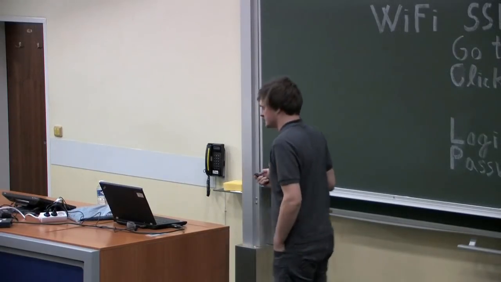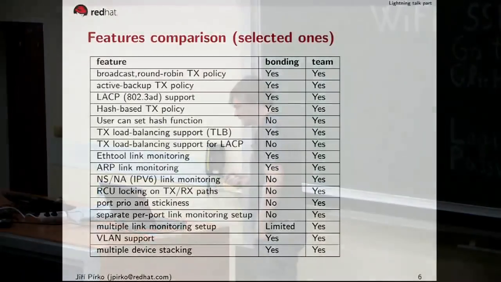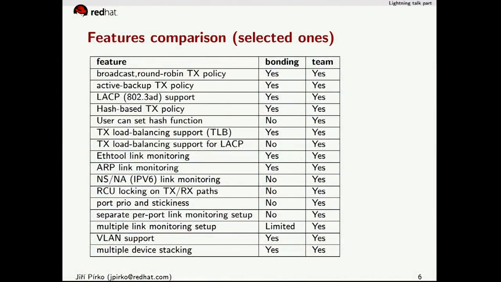Okay, so here is a table which compares features. Some selected ones, there are not all of them there, but some interesting ones. As you can see, the comparison is, of course, between the bonding driver and the team driver, because they are trying to do a similar thing. Both of them support the basic round robin and broadcast transmit policy. The active backup policy is supported as well.